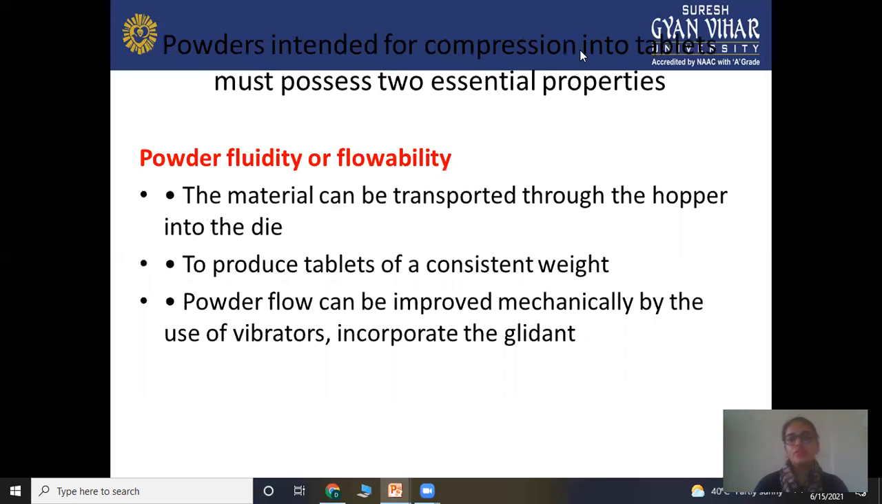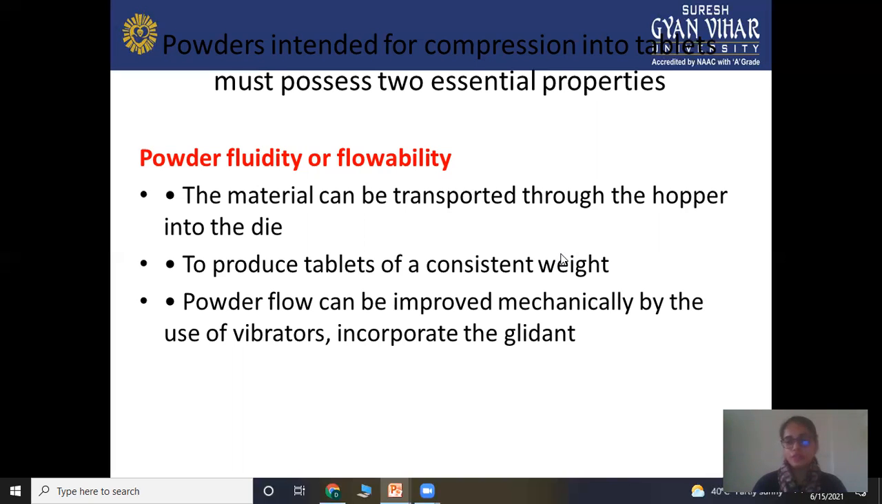Next, powder intended for compression into tablets must possess two essential properties: powder flowability and fluidability. In this, the material can be transported through the hopper into the die. Means after mixing or after the final step of mixing or granulating, you put your material into the hopper, and this material passes from the hopper to the die to produce a tablet of consistent weight. With the help of this hopper to die, the tablet gets compressed and forms a tablet with a consistent, set amount of weight.